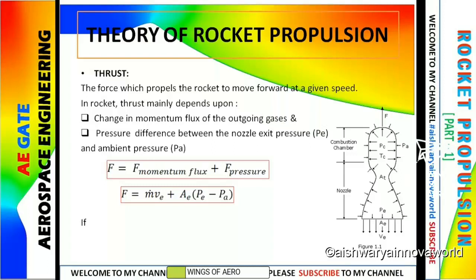From the figure you can see that PC or P naught, as some write it, is the chamber pressure, and AT or S star is the area of the throat section. VE is the effective jet velocity, AE is the exit area of the nozzle, and PE is the exit pressure of the nozzle. Suppose in some condition PE equals the ambient pressure, and both are in optimum condition, so we can write F equals m dot VE. So what is m dot? Mass flow rate of the propellant.